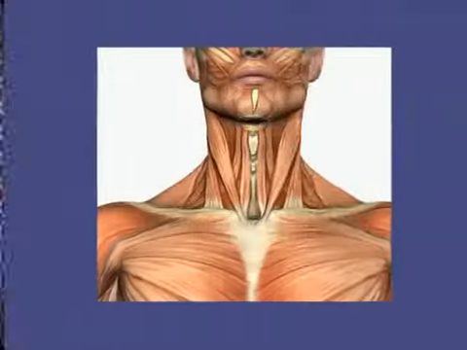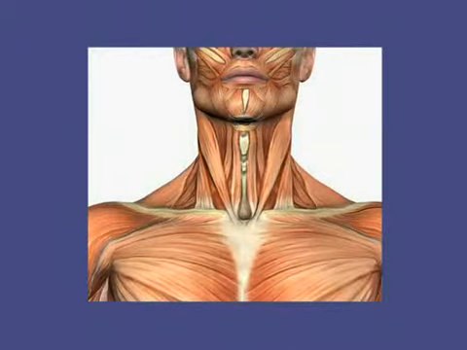Now, the muscles of the posterior region are: the first, the outer muscle, is the trapezius muscle itself. It is a very large muscle, and then comes the levator scapulae. We will discuss it in the next slides. So, the first muscle is the trapezius, and the second one is the levator scapulae.